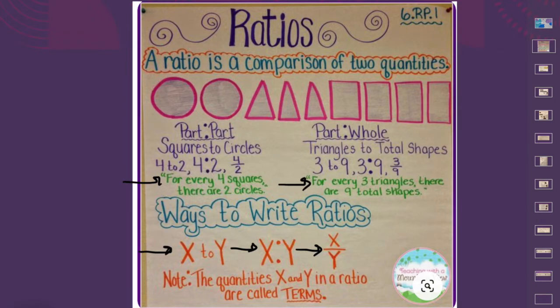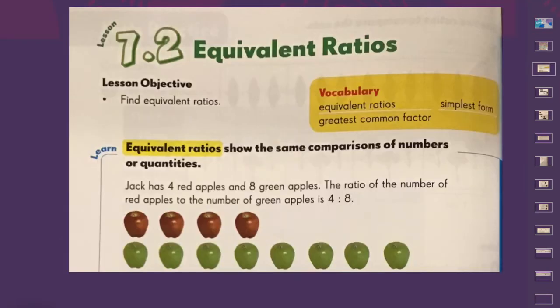And we talked a lot yesterday about how the order of your ratio is very important. Which order the numbers are listed needs to have a direct correlation to the items being compared. So if we're comparing triangles to total shapes, then the number of triangles must be listed first, and the total number of shapes must be listed second. So today we're going to talk about finding equivalent ratios.